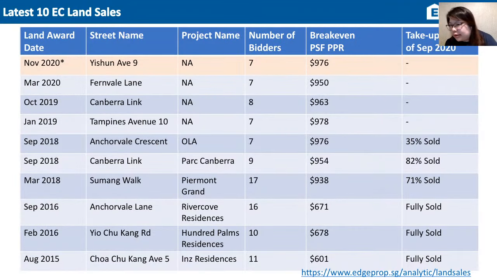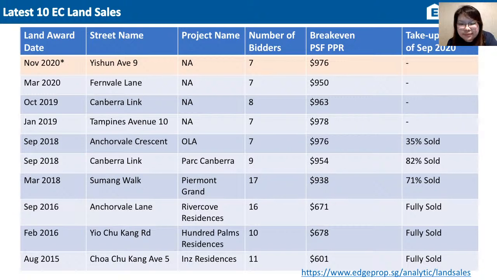And so before we move on to the last section, I just wanted to show you the latest 10 EC land sales that were launched and sold. Okay, so you will notice, if we look from below, from August 2015, okay, we have all the 600 over prices. The last one was September 2016, that was break even at 671.